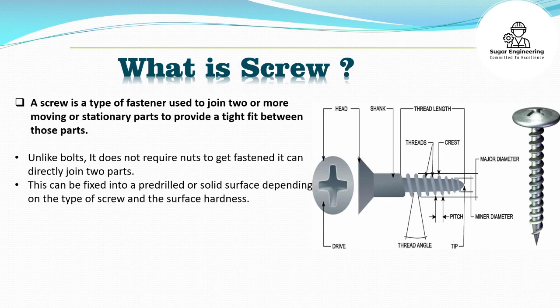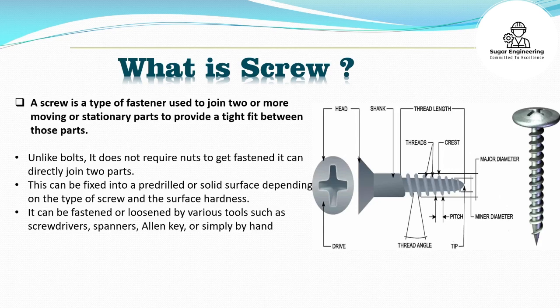This can be fixed into a pre-drilled or solid surface depending on the type of screw and the surface hardness. It can be fastened or loosened by various tools such as screwdrivers, spanners, Allen key, or simply by hand. The different types are as follows.